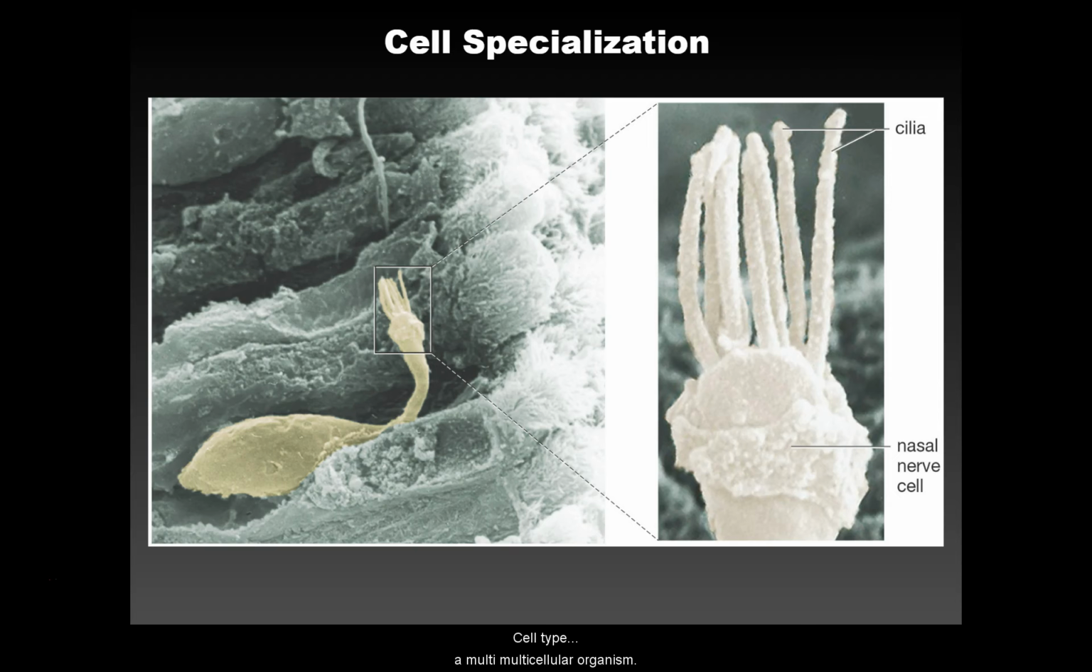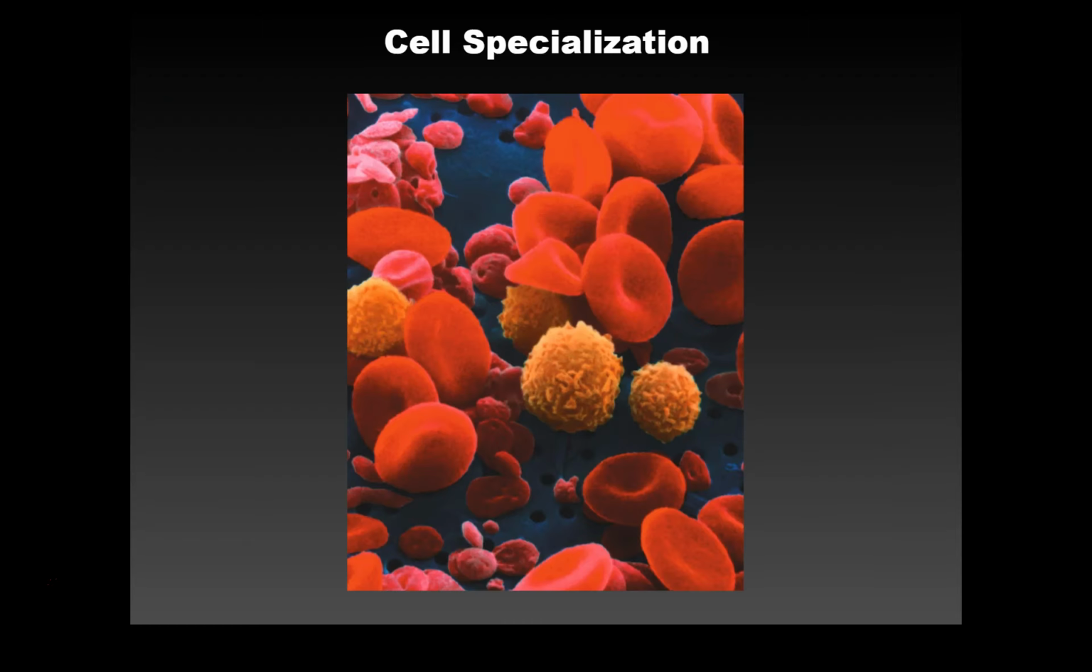So multicellular organisms, we have evolved cell specialization so that we can do all sorts of different kinds of stuff. Because our cells are specialized in this way, it allows us to have many, many different functions.